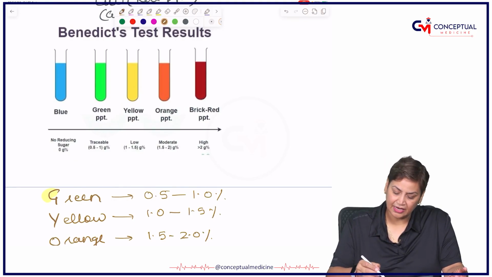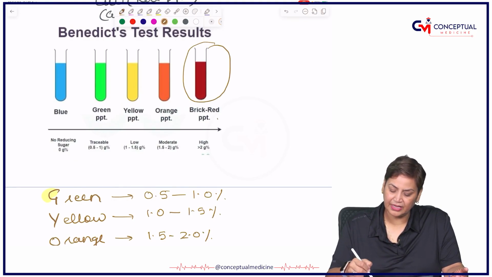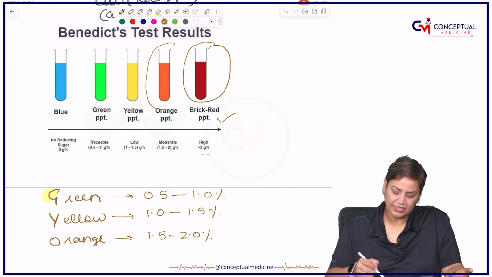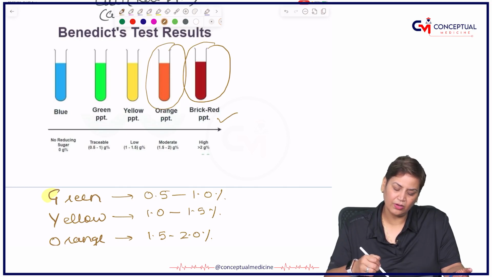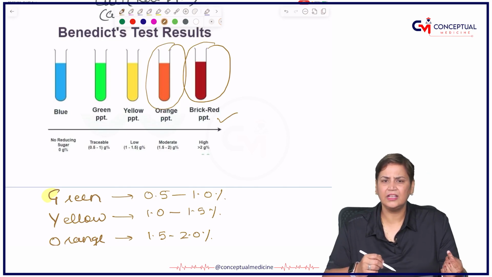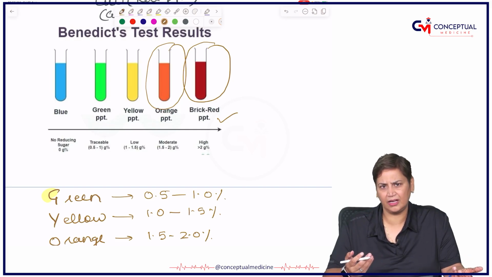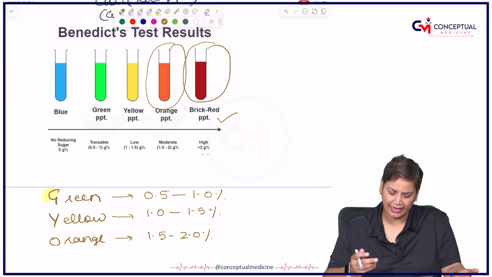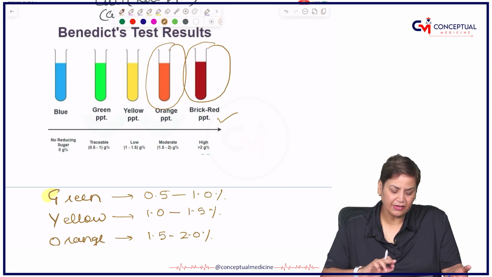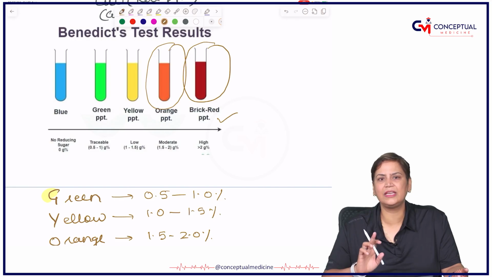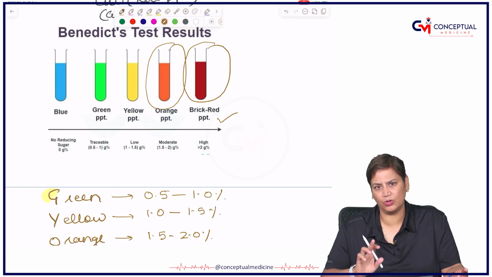As you can see here, if it is giving red color, brick red precipitates, the amount of sugar is more. If it is giving orange color, a little less; yellow, even less; green means the person is just going towards diabetes, so he can take control of the diet. So this is a very, very important test which distinguishes between reducing and non-reducing sugars.